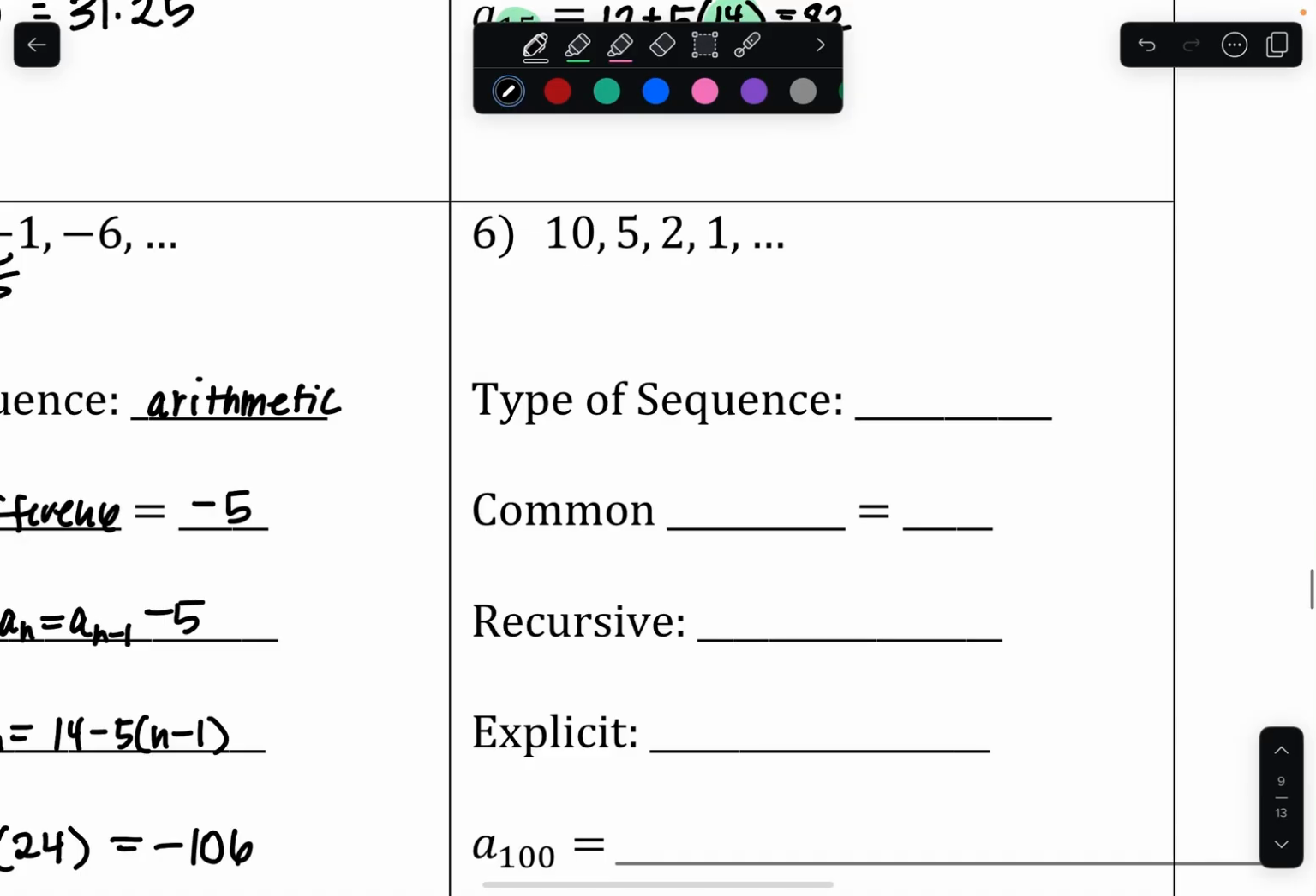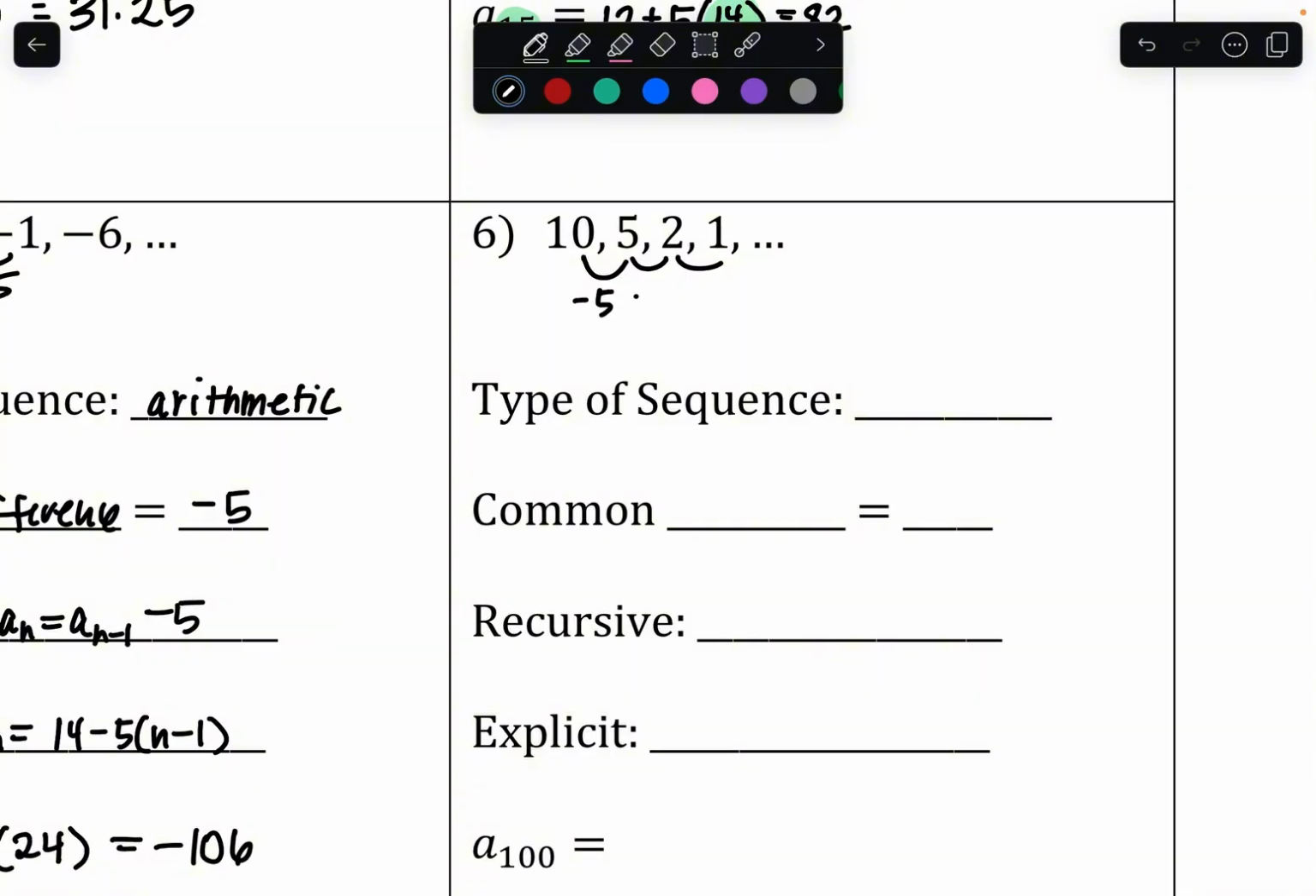Okay, this next one's going from 10 to 5, 5 to 2, and then 2 to 1. So first of all, I'm going to see if it's subtracting 5, but then it's subtracting 3. So not arithmetic.